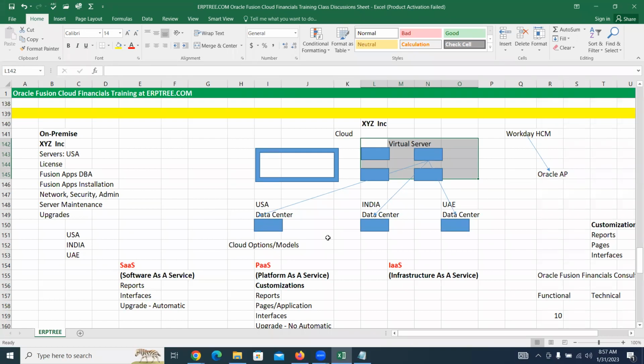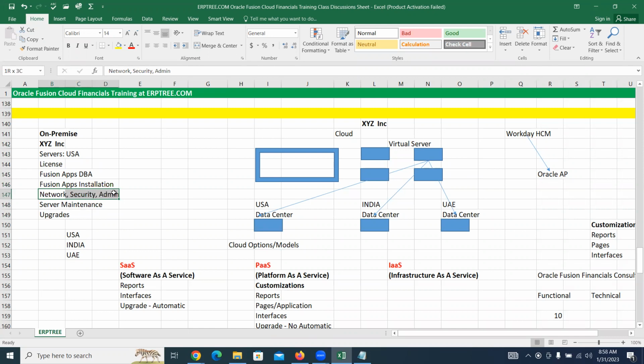Now for XYZ company, if they want to use their own servers, this is how they have to progress. Instead of going for all these, they can choose a virtual server from Oracle. If they choose a virtual server from Oracle, they no need to buy the server infrastructure, no need to take the license, no DBA is required, no installation required.